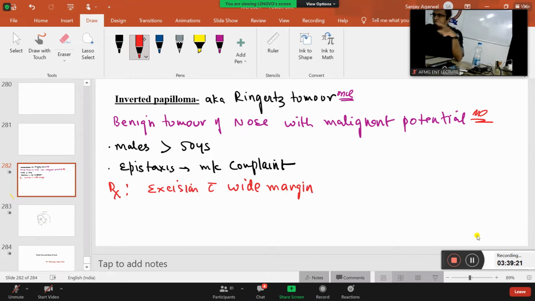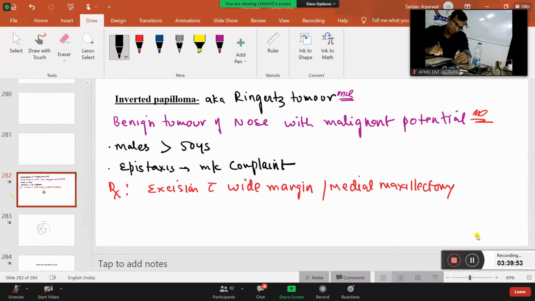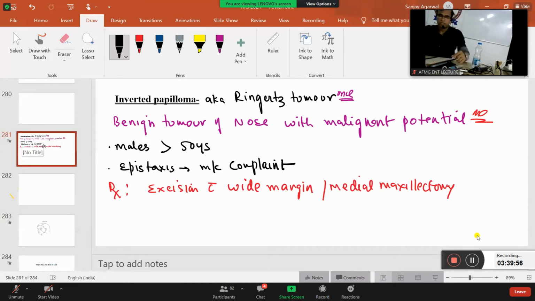Remove the tumor and the surrounding tissue, wide margin. Why do you think we take a wide margin? We don't want to take chance. No tissue should be left behind. If it is left, it will become malignant. So we don't want to take chance. But this surgery is also called medial maxillectomy. Whether you say excision with wide margin or medial maxillectomy, they are the same thing. So these are the 2 or 3 points of inverted papilloma.